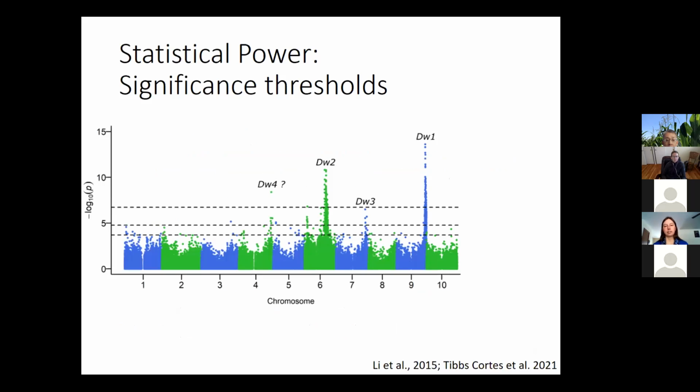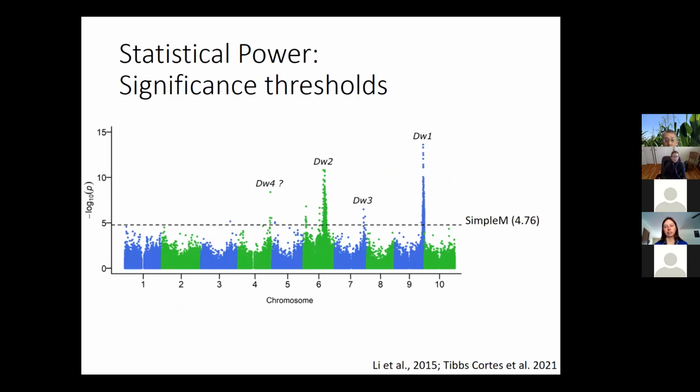Here, using that same GWAS plot from our sorghum height example, you can see what a difference it makes to use different significance thresholds. The most stringent here is Bonferroni with a negative log p-value of 6.73 for its threshold. Simple M comes in next with 4.76 and FDR at 3.7. Though of course, as I said, simple M is probably of those three a better option due to not making those assumptions about the independence of tests.